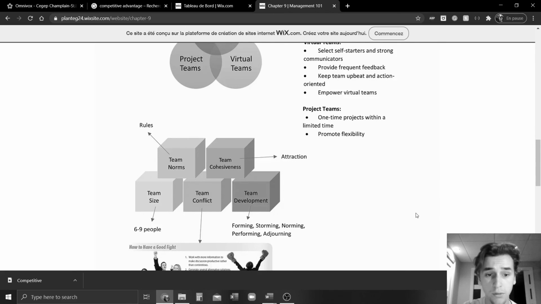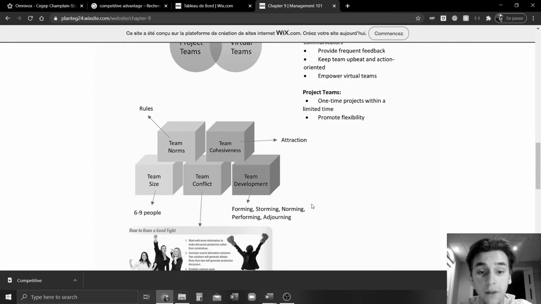Now, in a team, you need team norms, team cohesiveness, team size, team conflict, and team development. They are all factors that can help or compromise a team's effectiveness. So first, team norms, you need to set rules. Then team cohesiveness is when a team is attracted together. It is when people work very well together. They are cohesive with one another.